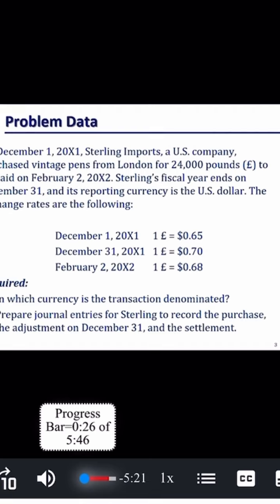Sterling's fiscal year ends on December 31, and its reporting currency is the U.S. dollar. The exchange rates are shown as follows. December 1, 65 cents. December 31, 70 cents. And February 2nd, 68 cents. Our requirements are twofold. First, to determine which currency the transaction is denominated in, and then, two, to prepare journal entries for Sterling to record the purchase and the adjustment on December 31 and the settlement.